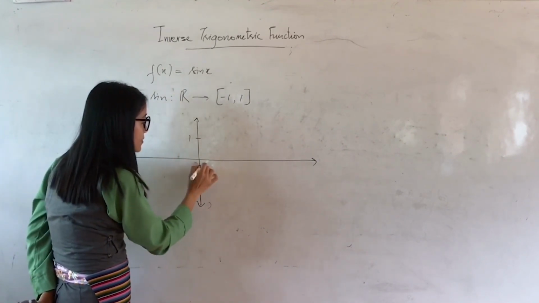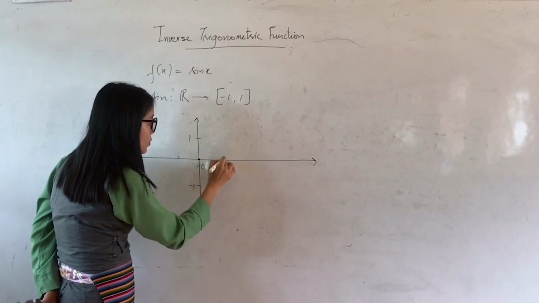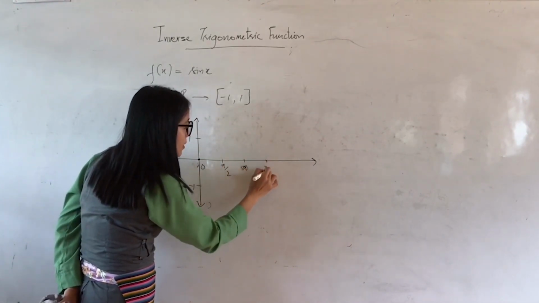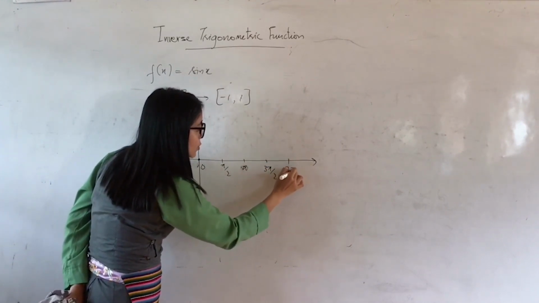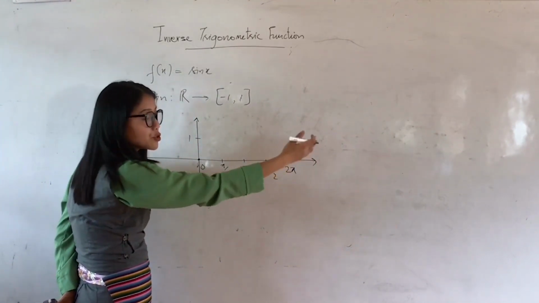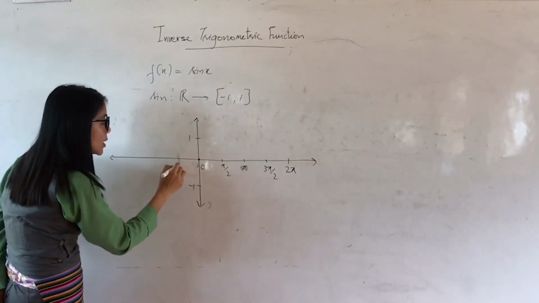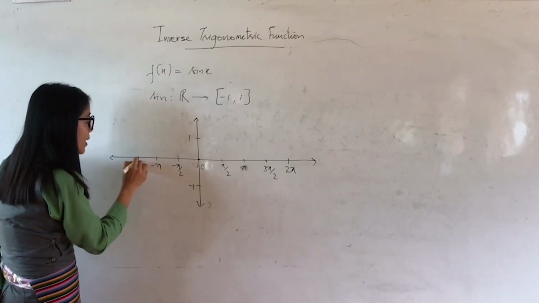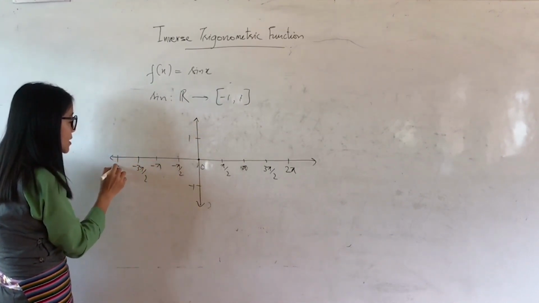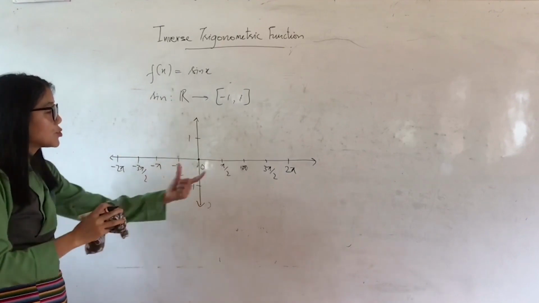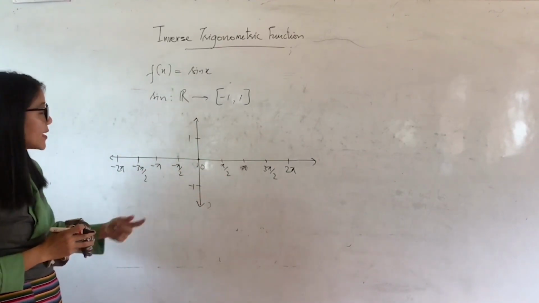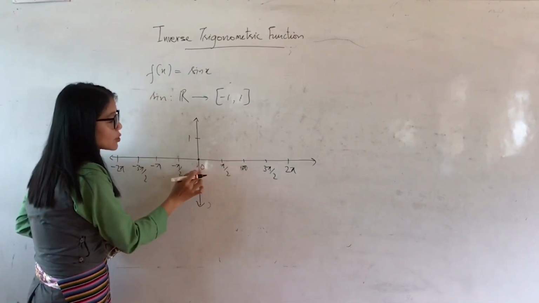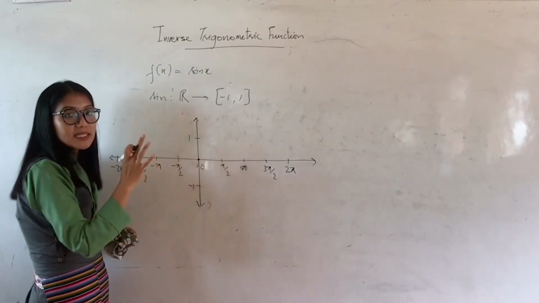Here I have 0, pi by 2, pi, 3 pi by 2, 2 pi, and it continues, 5 pi by 2, 3 pi and so on. On the left hand side I do have negative pi by 2, negative pi, negative 3 pi by 2 and negative 2 pi. So I'll take one revolution on the positive side and one revolution on the negative side. Now you are familiar with the graph of the sine. In the first quadrant, that is 0 to pi by 2, 0 to 90, it is first quadrant.